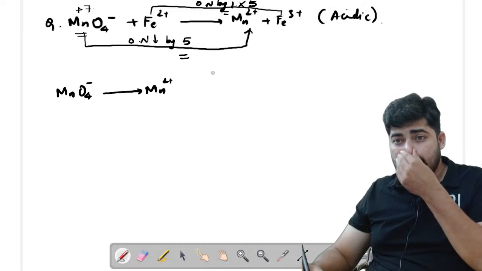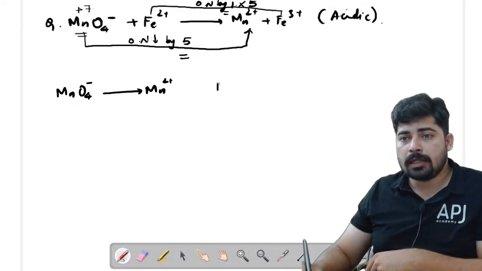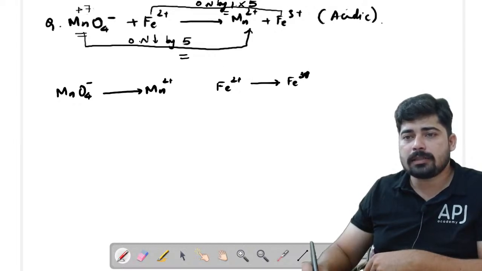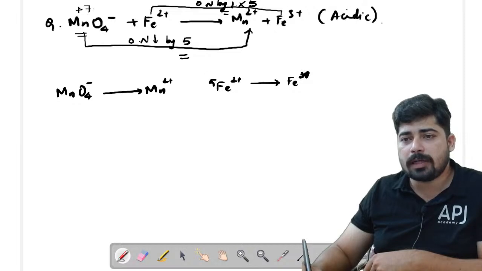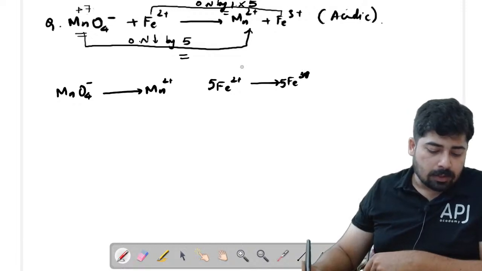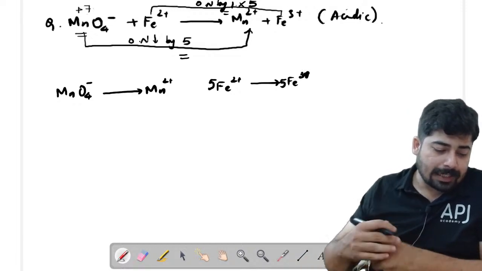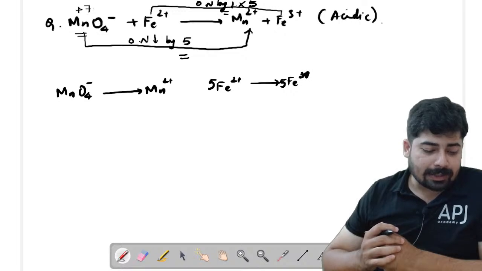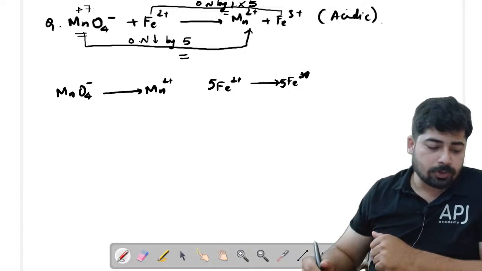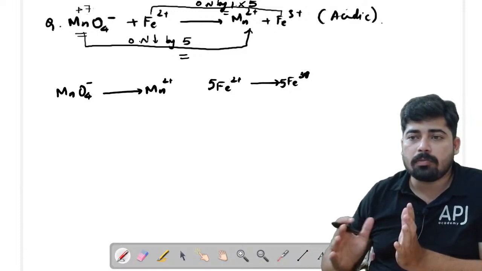That is the reduction, and Fe2+ giving Fe3+. That is the oxidation. From here there is a change of 5, so we have to multiply it with 5. So that is done: 5 Fe2+ and 5 Fe3+. Okay, now that has been done. Now what is the next step? The next step is you have to balance it, right?